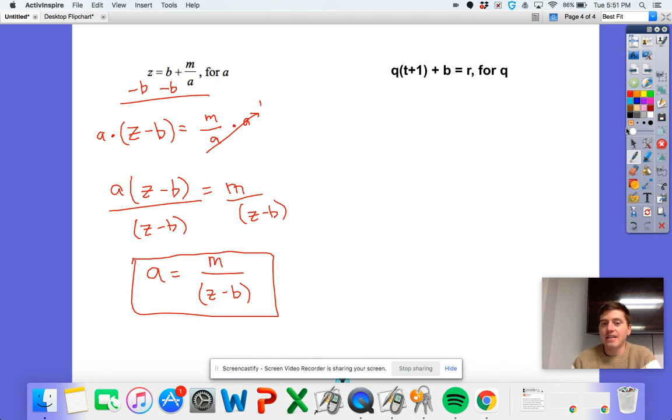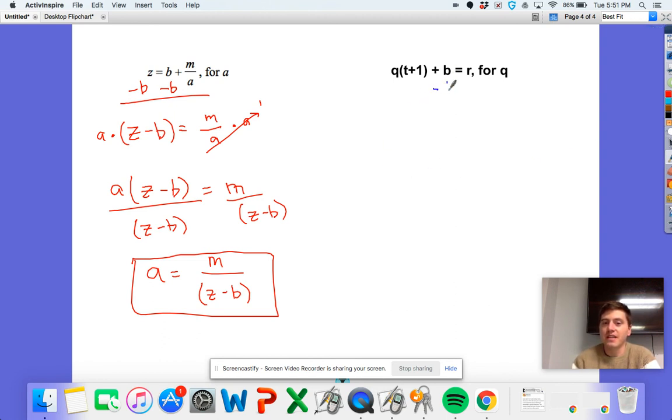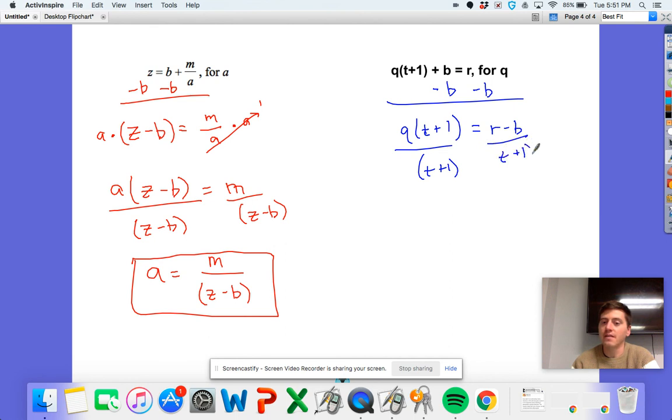And lastly, here's another, it's pretty similar to what we just did. In fact, I didn't even realize that I'd used B for this. We're solving for Q here. So we can call this Q times T plus 1 equals R minus B. And again, since this is a quantity, T plus 1, we can divide by that whole quantity. And we get a nice little Q equals R minus B over T plus 1.